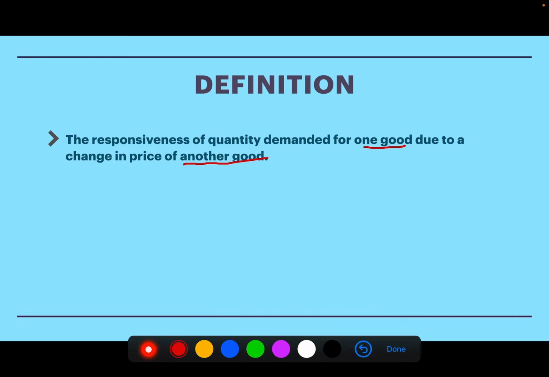So we're looking at, if the price of something goes up, how is that going to affect the demand for something else? So the price of baked beans goes up, how will that affect the demand for spaghetti hoops? How might that affect the demand for bread, etc.? So we're going to look at that in a bit more detail on the next slide.